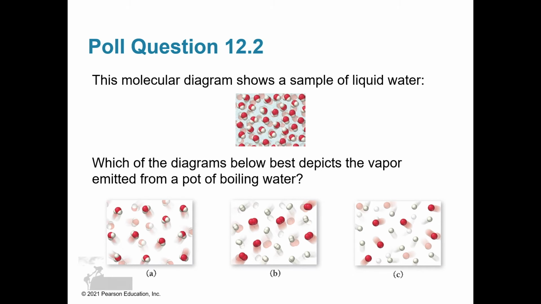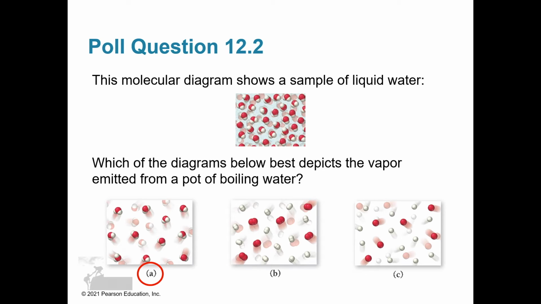Let's check for understanding. Think of this question as something that's cumulative. It not only tests what you've learned in the previous slides, but also in previous chapters. So here we have a picture of liquid water. Which one of these pictures shows water vapor being emitted from a pot of boiling water? So pause the video, look at these 3 pictures very carefully, make your choice, and when you're ready for the answer, click play.